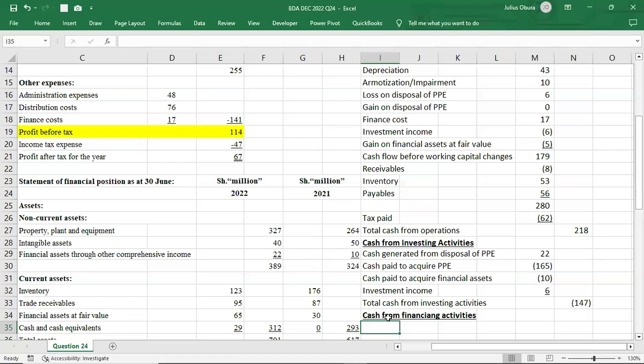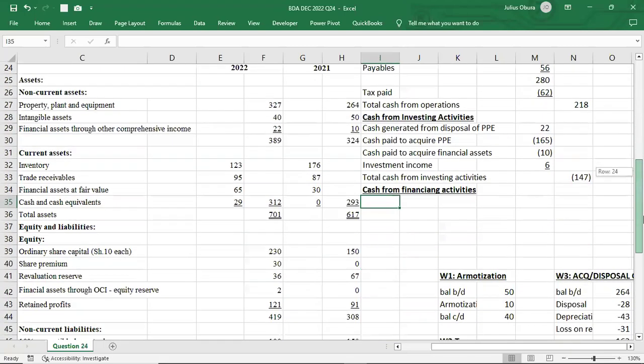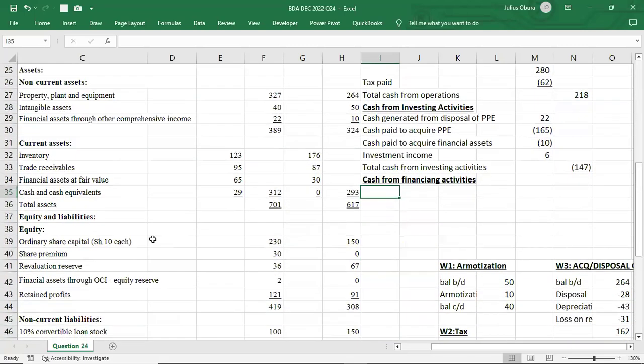A lot of workings for this section. Now, for cash received from financing activities, we go to our equity section in the income statement. And we have ordinary share capital being the first.